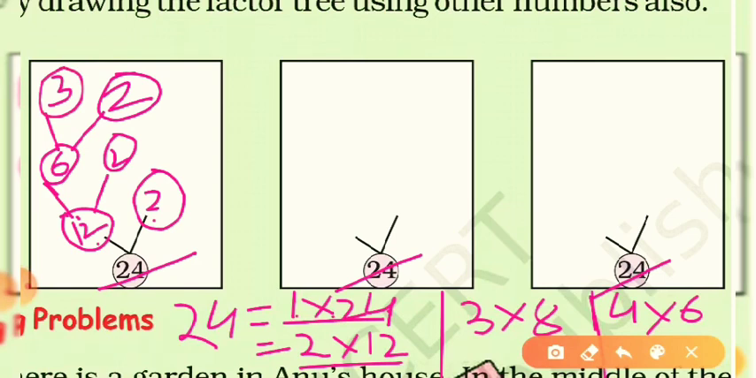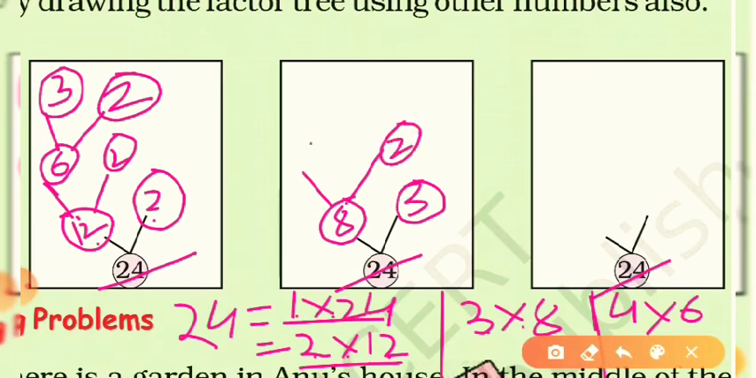Now come to the next 24. 2 into 12 we have completed in the first tree. Now we will take 3 into 8. So here let's write 3. Just wait, let me write properly. Yes, it is 3, and next I will write 8. Now 8 has more factors, so give them branches like straight lines, and write 2 and 4. Now 4 has more factors, so write 2 and another 2 here.